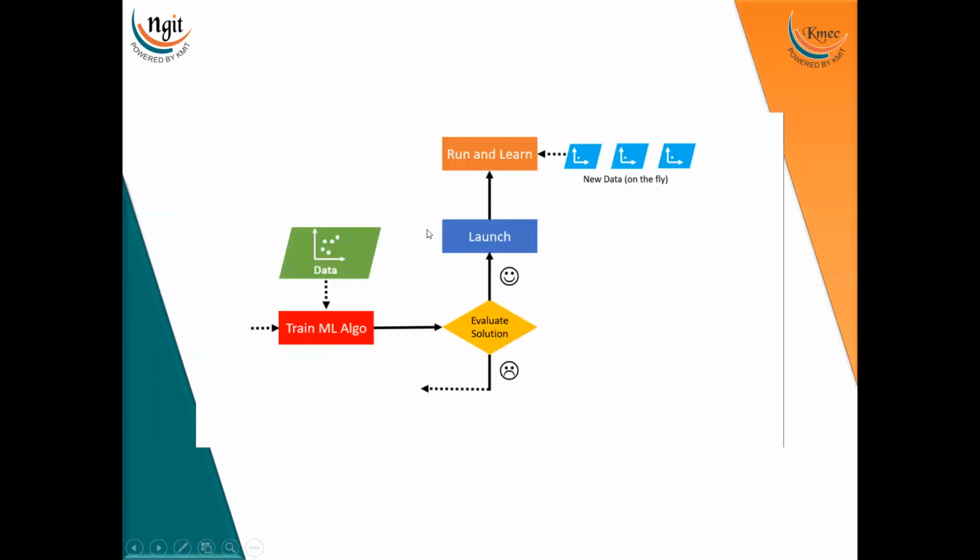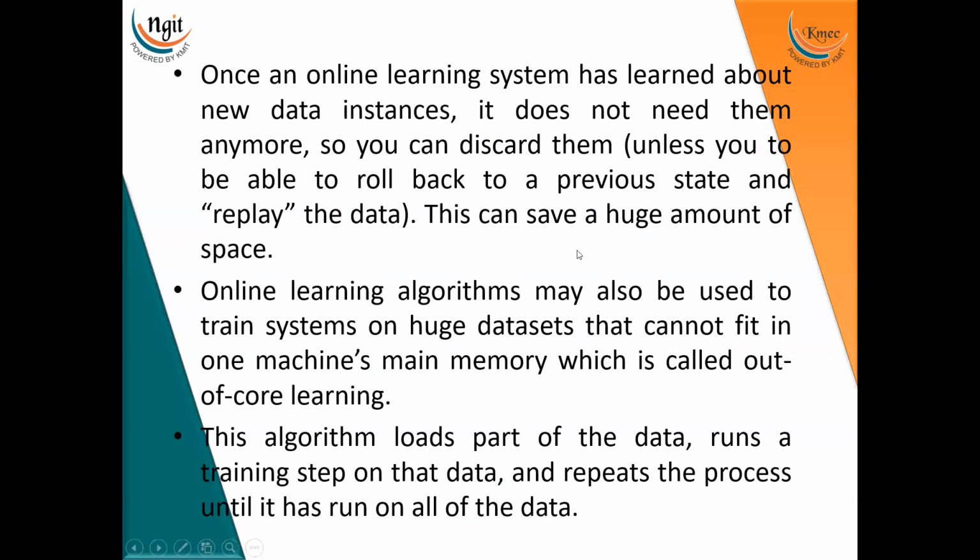See this diagrammatic representation of our online system. If any new data comes on the fly, it is going to learn and run, and it is going to evaluate the solution. With the data, we train the machine learning algorithm, which will automatically update online. Once an online system has learned about new data instances, it does not need them anymore. You can discard them, even remove the data, which results in a huge saving of space.